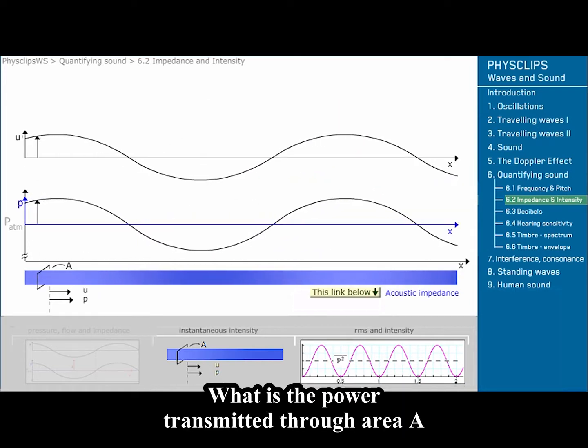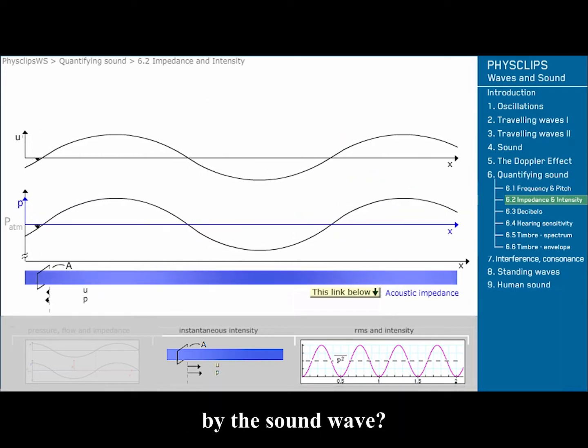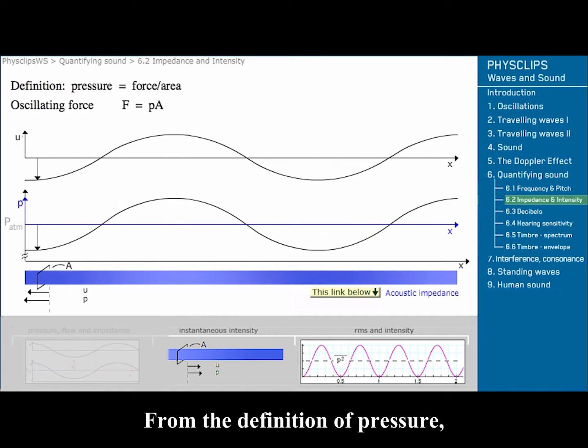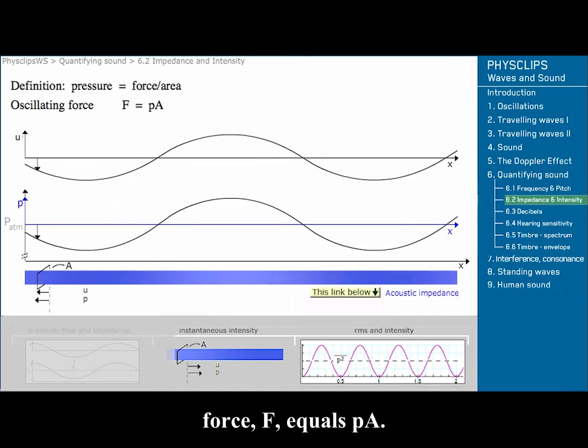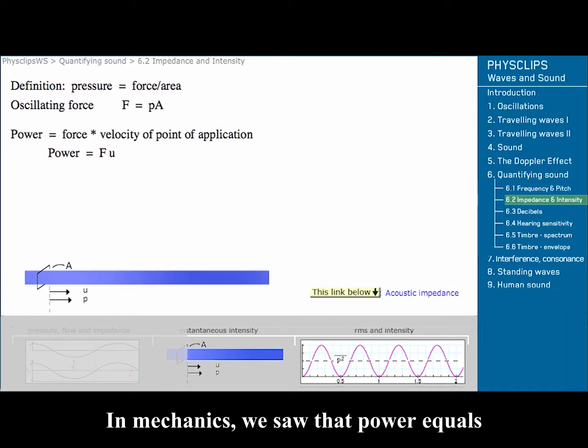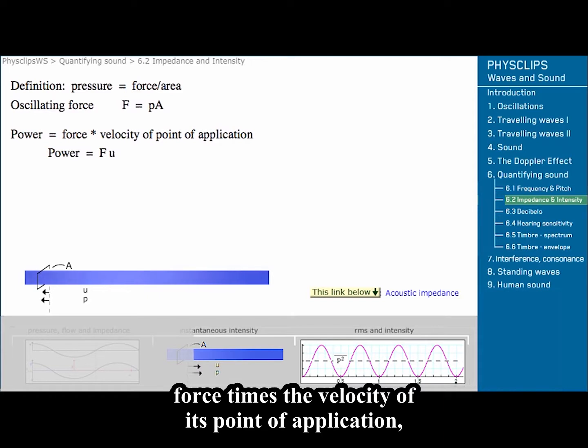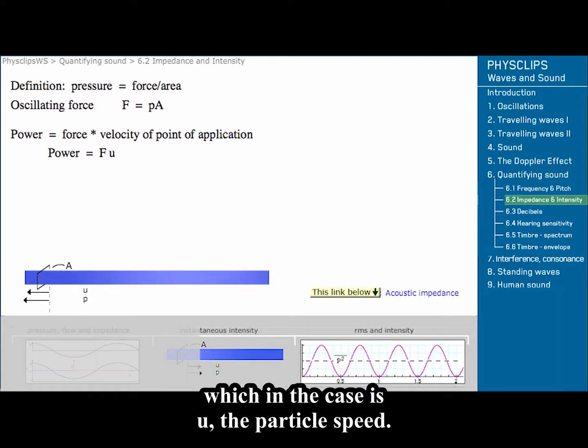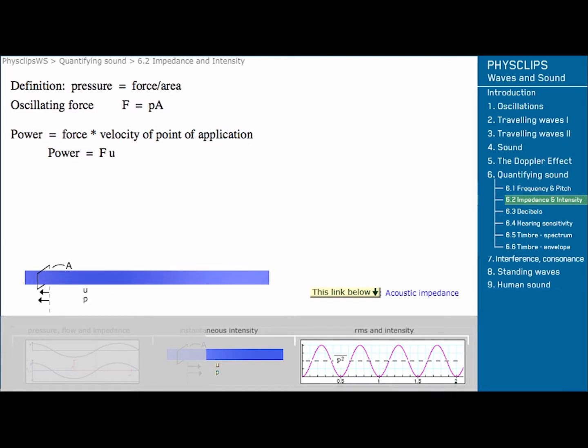What is the power transmitted through area A by the sound wave? From the definition of pressure, force F equals PA. In mechanics, we saw that power equals force times the velocity of its point of application, which in this case is u, the particle speed.